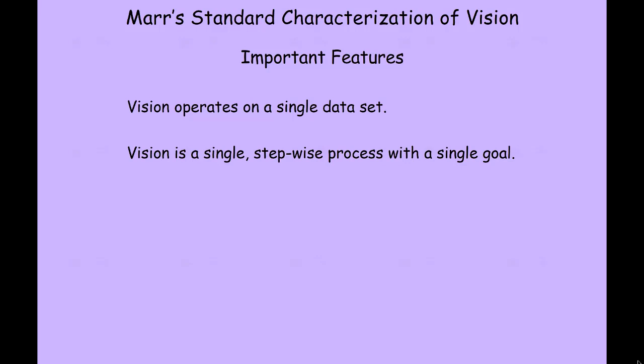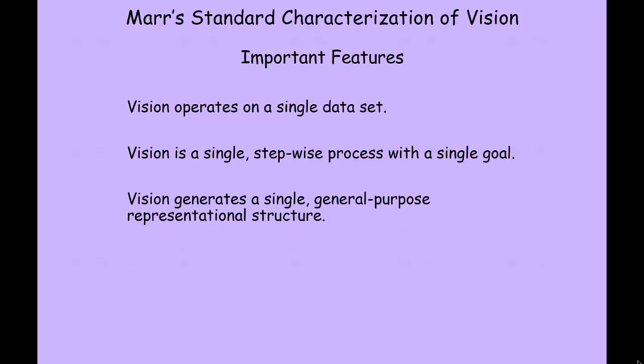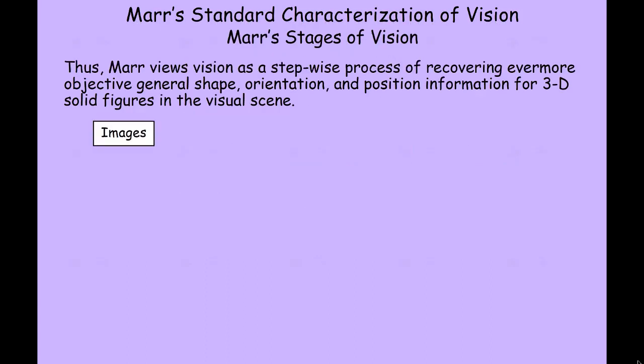It's going to be a single stepwise process working towards a single end goal, an end representation. And that end representation is going to be a single general purpose representation of the visual world that makes the information that's important for operating in that world explicit and isn't cluttered with other sorts of information that isn't useful. And so we can kind of view how Marr breaks this down into a stepwise process as follows. Right? So he gives us this idea of vision as recovering features of the world from this very impoverished initial stimuli at the back of the retina.